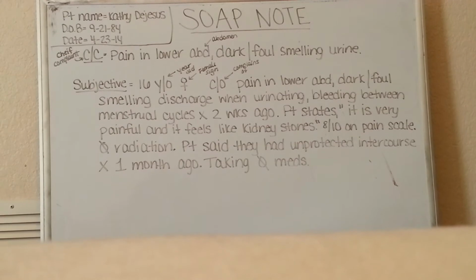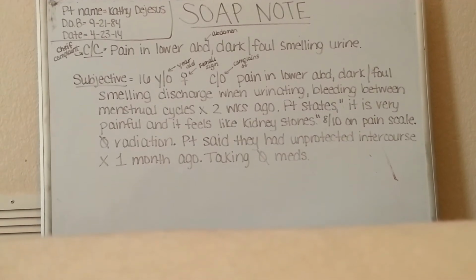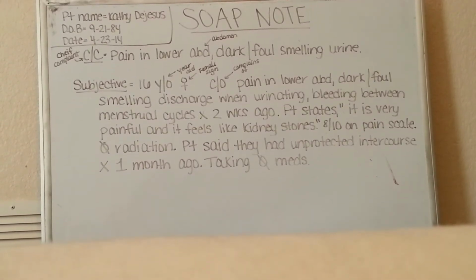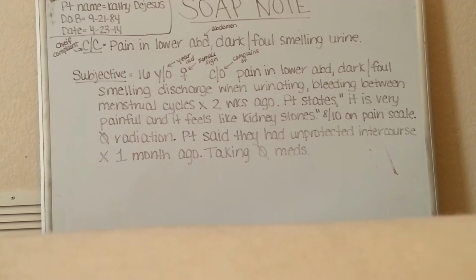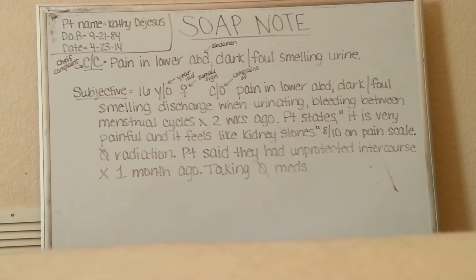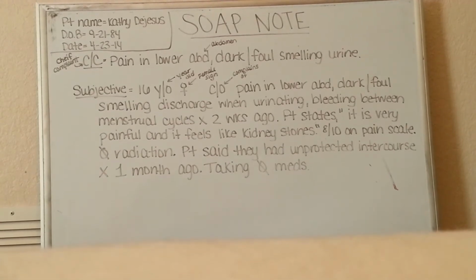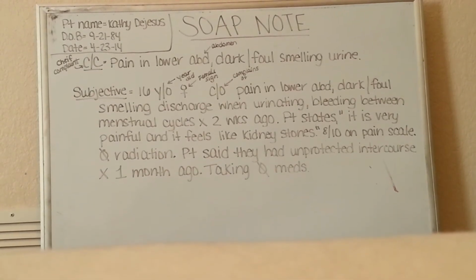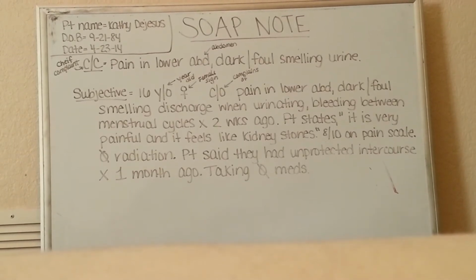Patient said they had unprotected intercourse times 1 month ago. Because of the patient's symptoms, this is asked so we know where her diagnosis may have come from. Taken 0 meds. We would also like to know any medications the patient is taking. Do you see how I put everything the patient told me, from what they feel to anything they have done or taken to try and cure it?